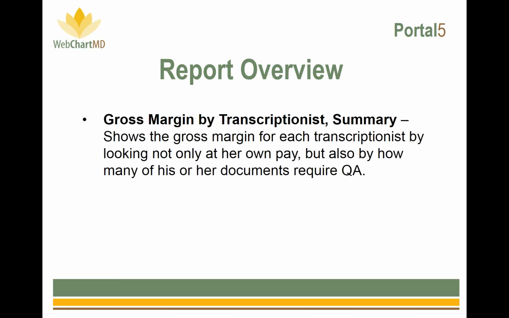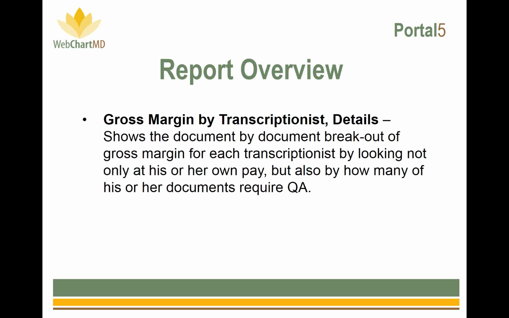The gross margin by transcriptionist summary shows you the gross margin for each of your transcriptionists, looking not only at his or her own pay, but also by how many of his or her documents required QA to be done. And the details version of that just takes all that data and breaks it out on the document by document level for each of your transcriptionists. So it shows the document by document breakout of gross margin for each transcriptionist by looking not only at his or her own pay, but also at how many of his or her documents pass through QA.